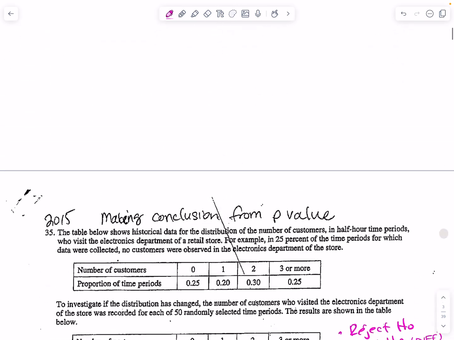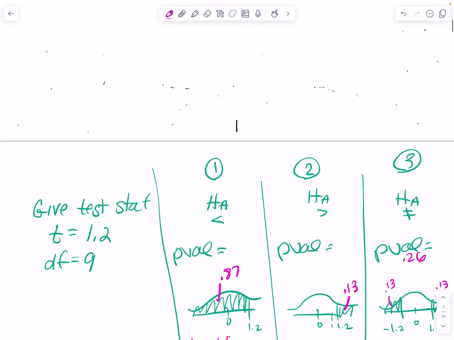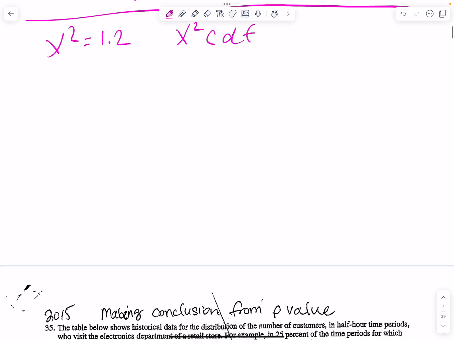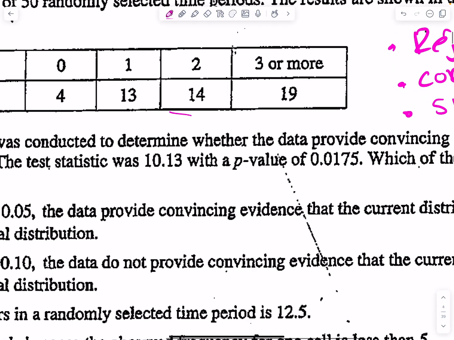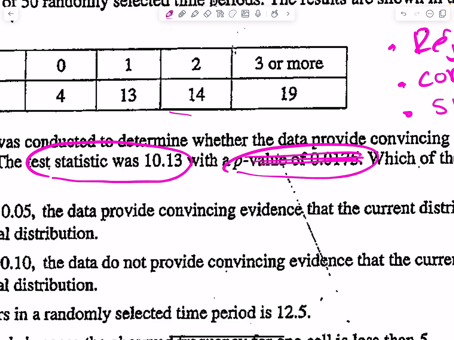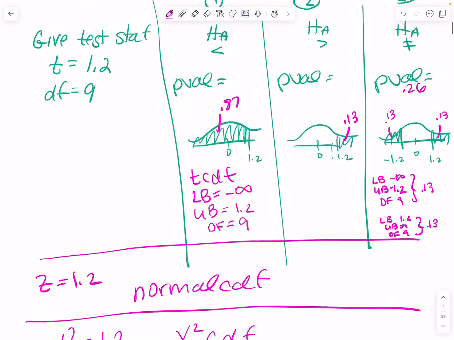Before we do this one, I have a little thing I want to show you. On this one, it gives the test statistic and then the p-value. Well, this one's given, but what if I don't give you the p-value? Can you find the p-value if you just know the test statistic? I want to jump up here and show you how to do that.